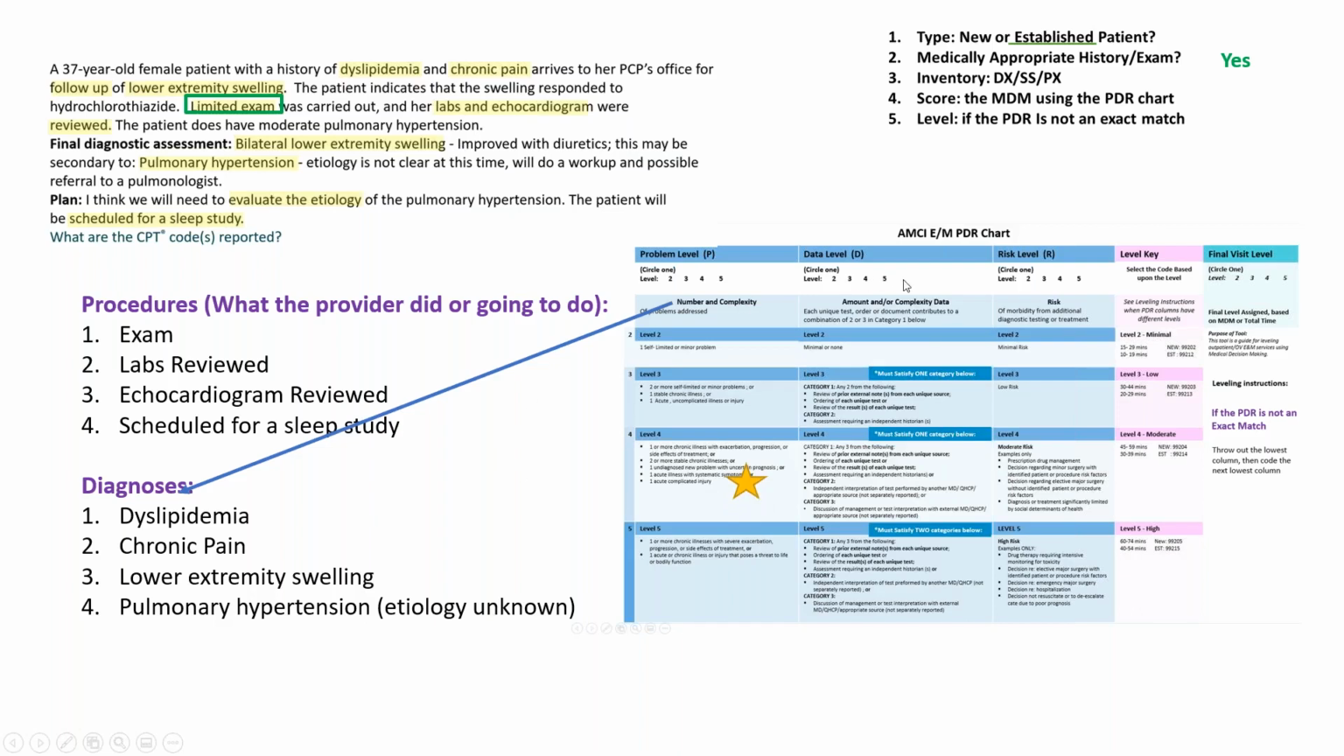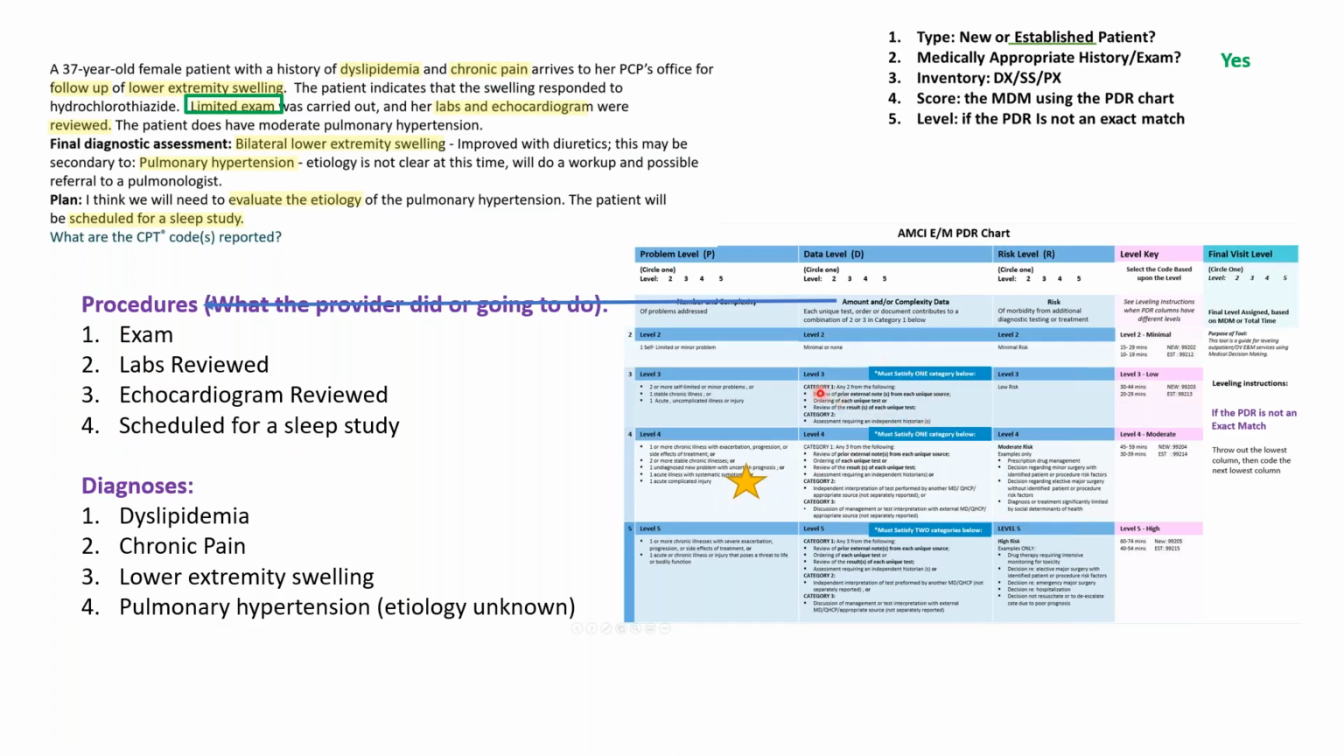Now, let's look at our data analyzed. We want to know the amount and/or the complexity of the data. So we're going to get this information from the procedures, and we're talking about data. So we're going to bypass the exam. We have 1, 2 data reviewed and a scheduled sleep study. So we're going to bypass level 2.